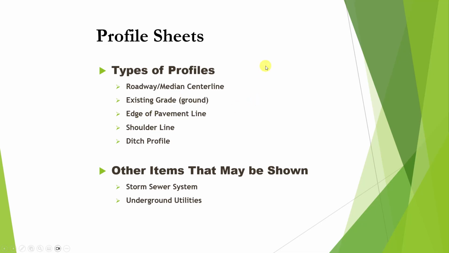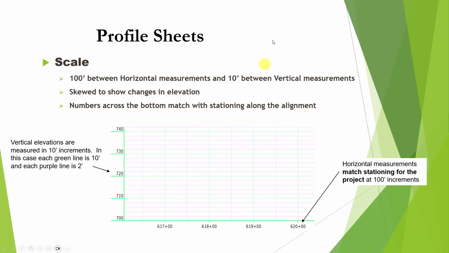Edge of pavement line, you'll see that. We do profiles on edge of pavement lines. We do a profile on a shoulder line. And ditch profiles are used a lot. Other items that may be shown on a profile is the storm sewer system or underground utilities. You might see those on your profile sheets.